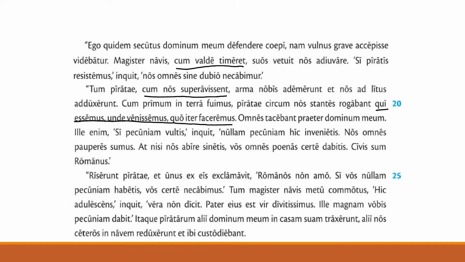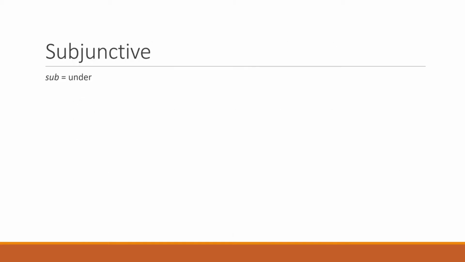Subjunctive comes from two Latin words. Sub, meaning under, and junct, which means joined. So subjunct means it's joined under the main clause, meaning that it is a subordinate clause. It is reliant on the rest of the sentence to make sense. You'll see this kind of, it's called a mood. You'll see this used a lot in subordinate clauses.